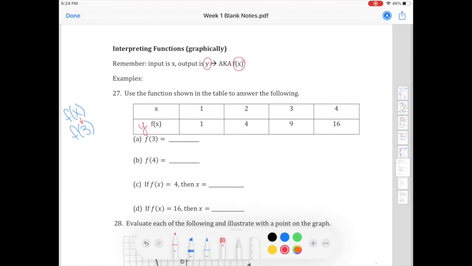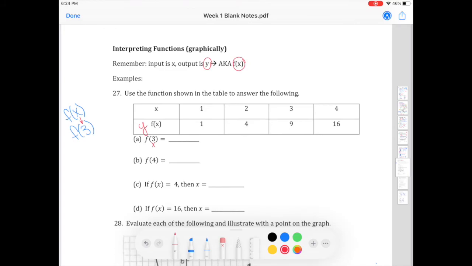F of 3 stems from the f of x function. And what we were doing before is we were taking the value of 3 and plugging it in wherever we saw an x. So like let's say the function was 2x plus 7. We plugged in that 3 right there and we did some math to simplify it down and get an output. What's really nice about this table is it's already done the math for you. You just need to be able to find the output.